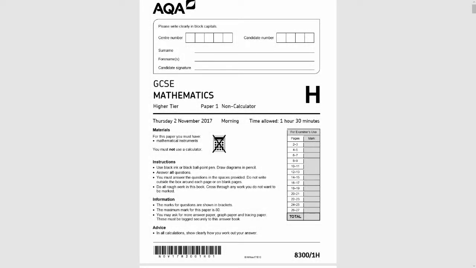In this video we're going to be looking at the AQA GCSE 8300 series. This is the first paper in the higher tier and it's the November 2017 series of exams. This is a non-calculator paper.